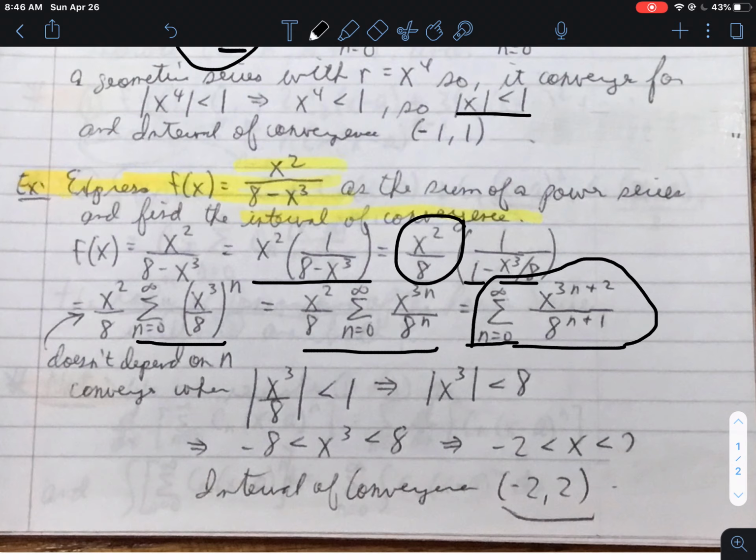Now, interval of convergence. What was r in this case? r was x cubed over 8. There's my r. And so we know we have convergence when the absolute value of x cubed over 8 is less than 1, which gives me the absolute value of x cubed less than 8, just multiplying by 8 on both sides. Which means x cubed would have to be between negative 8 and 8, or x would be between negative 2 and 2. So our interval of convergence is negative 2 to 2.